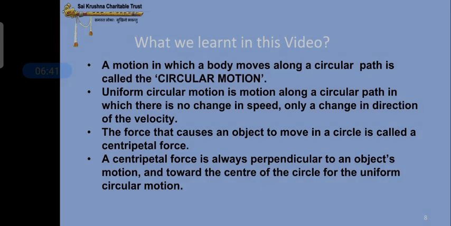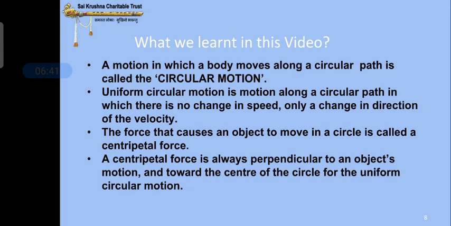What did we learn in this video? We have studied the definition of circular motion, uniform circular motion, and centripetal force.